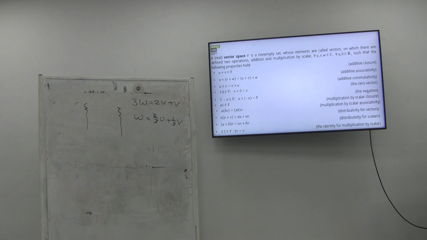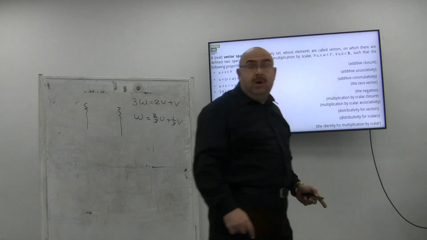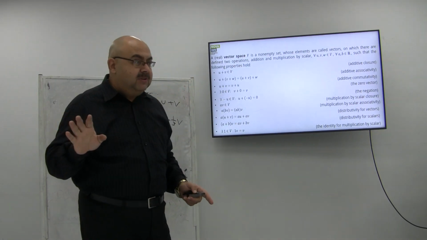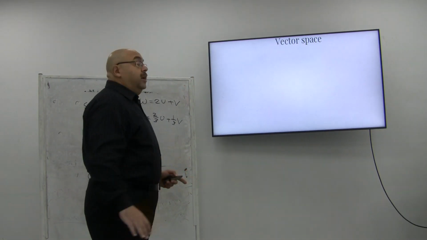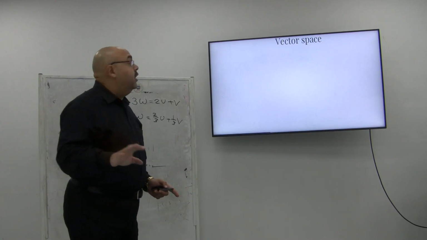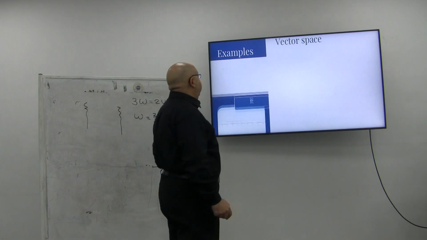So whenever I ask you if this set represents a vector space, what are you going to do? You are going to check all of this, okay? A failure in any one of these, this is not going to be a vector space. Okay, any questions? Let's see examples on vector spaces.